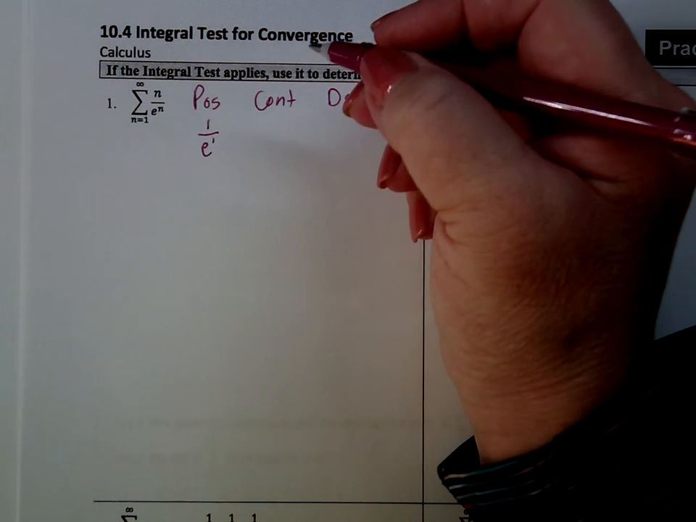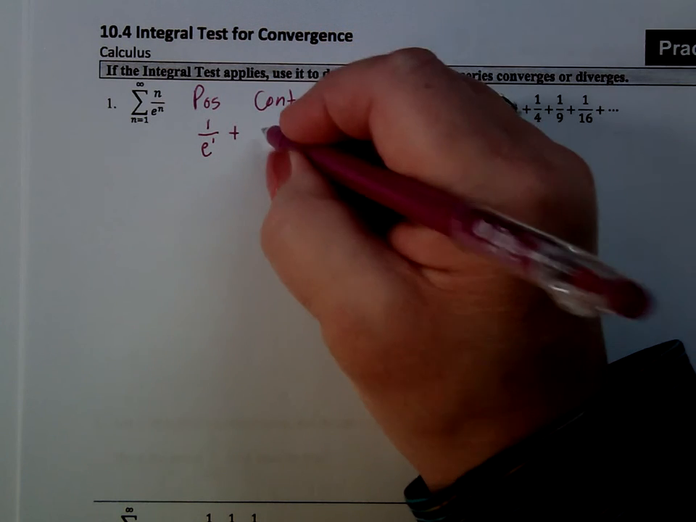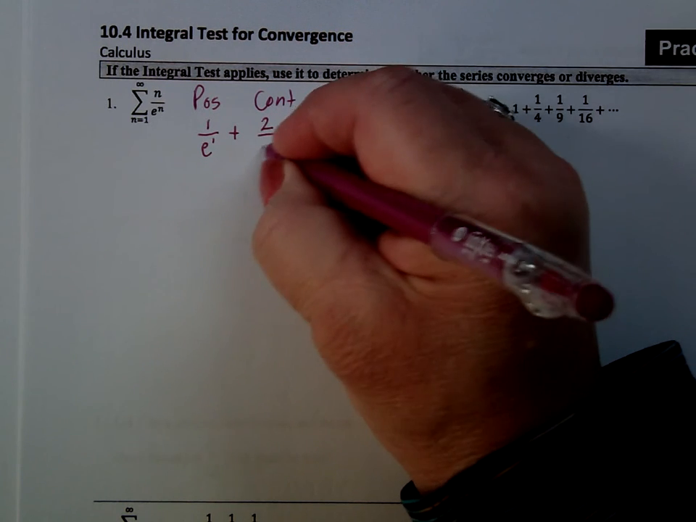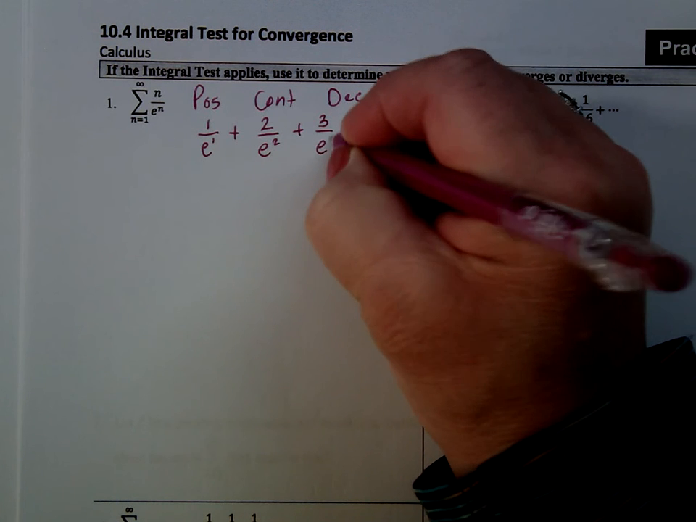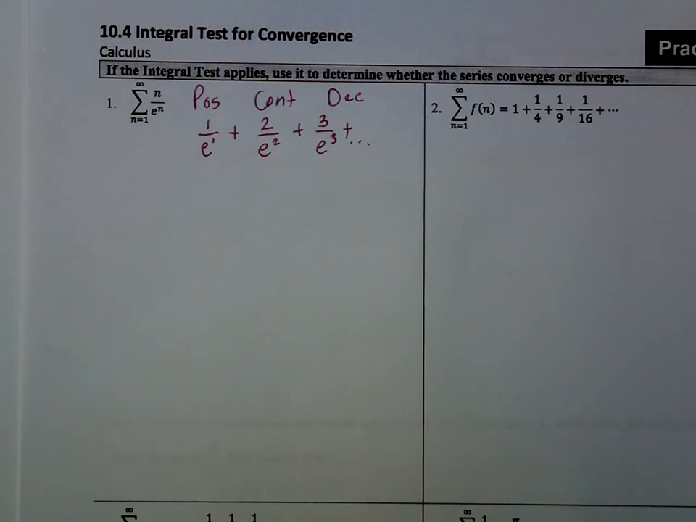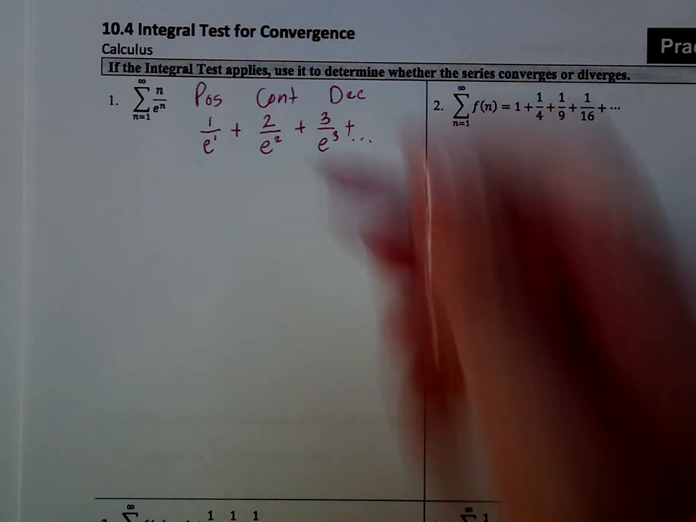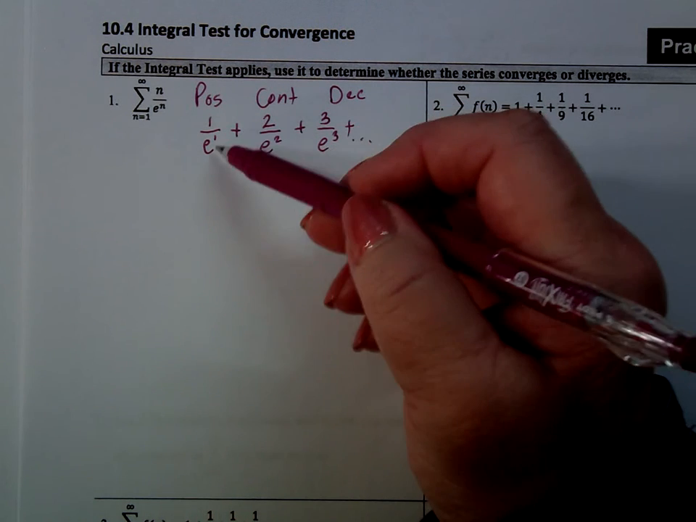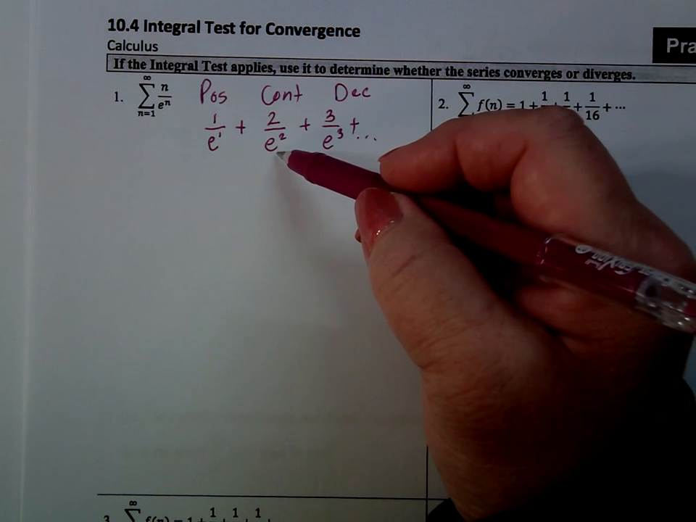If n is 2, remember this is a sum, I would have 2 over e squared. If n is 3, 3 over e cubed, and so on down the line. So I'm just going to take a few points to see what happens with them. Well, e is like 2.718, so 1 over 2.718, 2 over 2.718 squared would be like a 7 point something, and so on down the line.